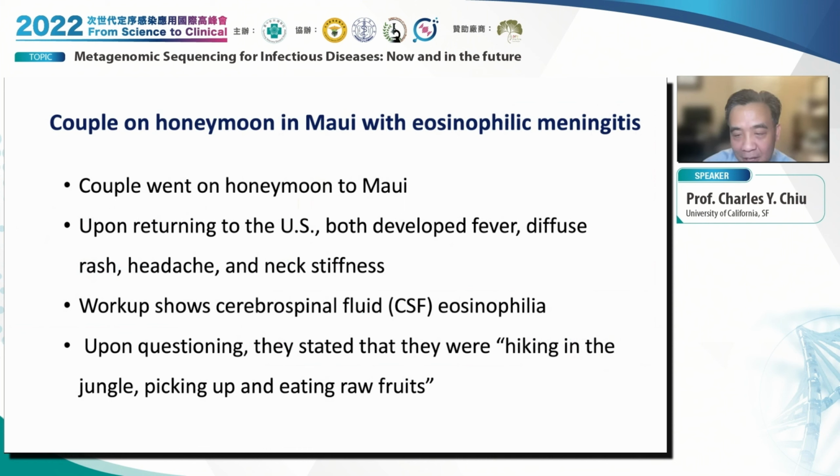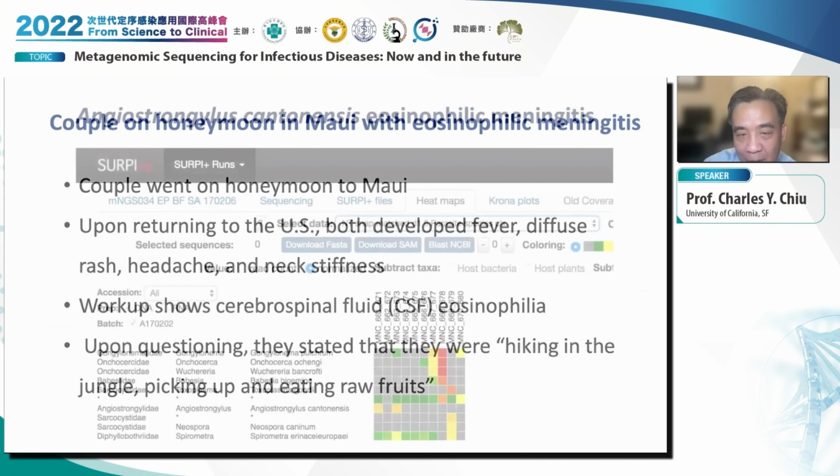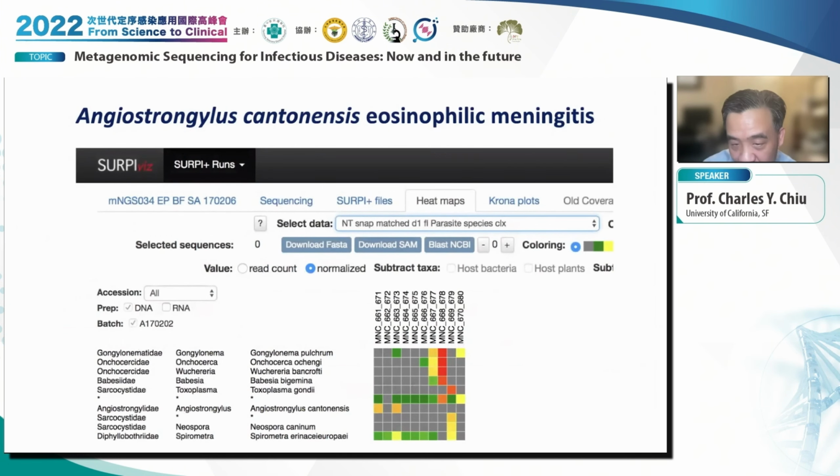So some of you may be aware that in Hawaii, there is a parasite which is circulating there, called Angiostrongylus. And Angiostrongylus has a very interesting life cycle, which involves snails in part. But to make a long story short, we were able to identify this as Angiostrongylus. So this is our SURPI pipeline. You can see that the cases from the couple are the first and the third columns.